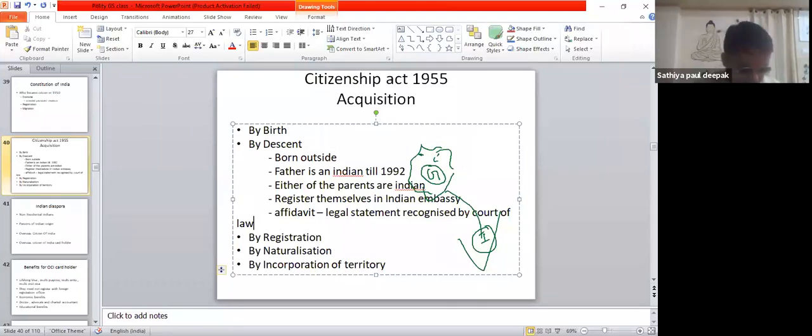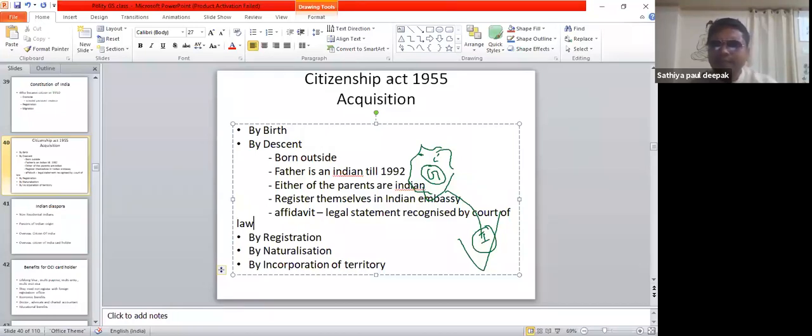Any doubts here? Now, what if they miss this 1 year time period? They have to make a special petition to the Ministry of External Affairs. If the government decides, then the citizenship will be granted.